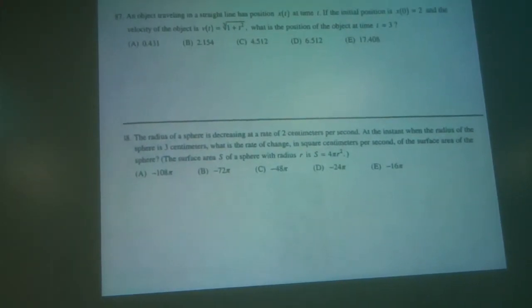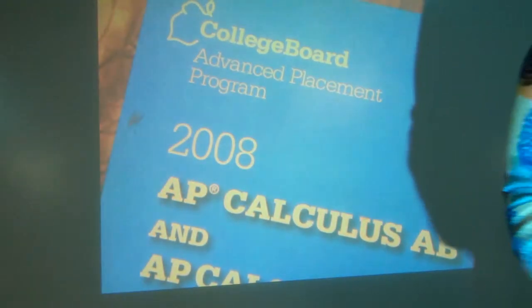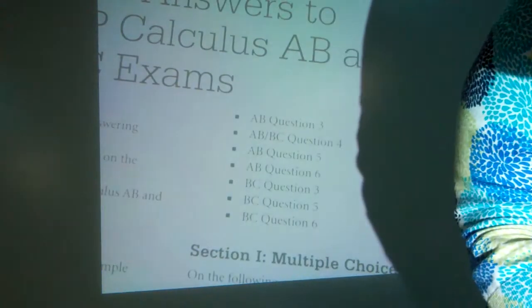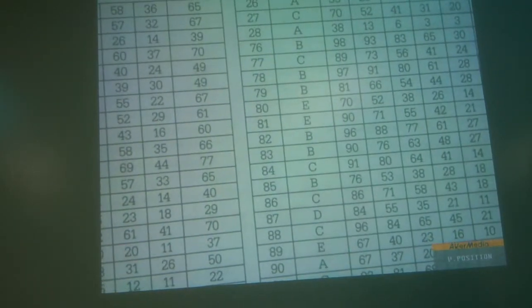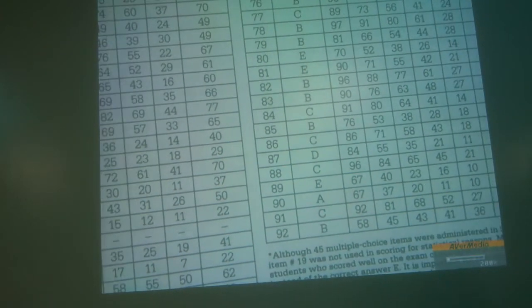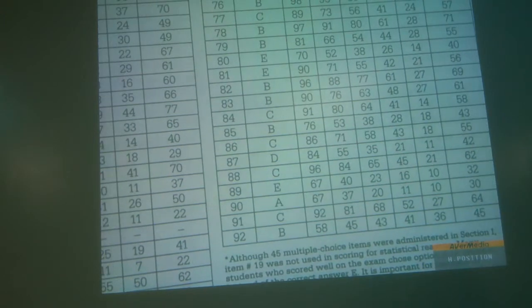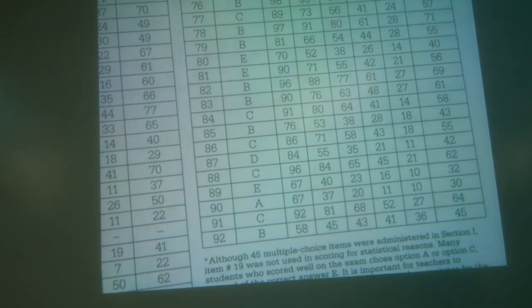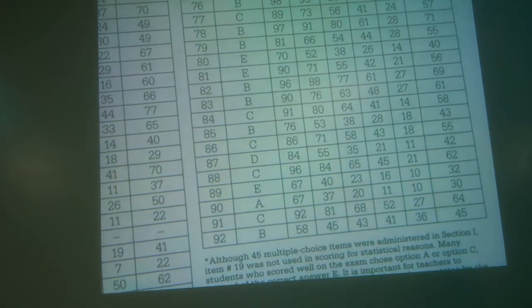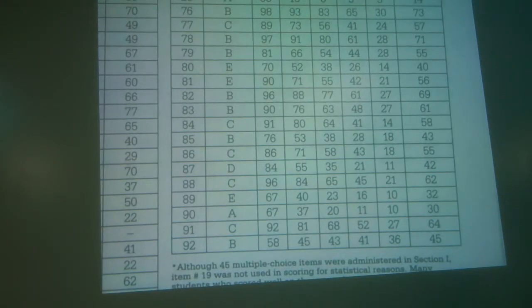Okay, so we'll go over these. First off, let's look at what the answers are. Alright, so 87 is C. No, 87 is D, sorry. 87 is D. 42% of people got that right.